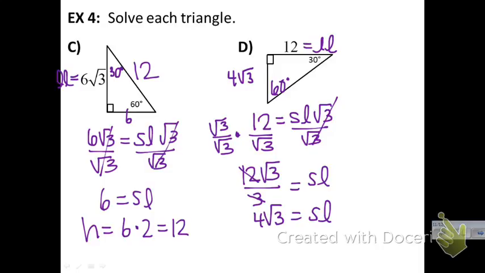Now, according to our formula, our hypotenuse is always twice as big as the short leg, so we take 4 root 3, multiply it by 2, and 2 times 4 is 8, so we get 8 root 3 as our hypotenuse.